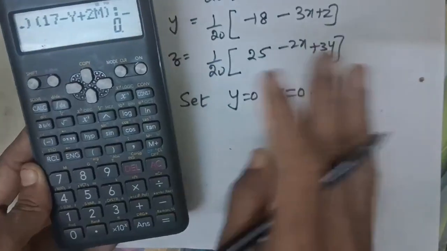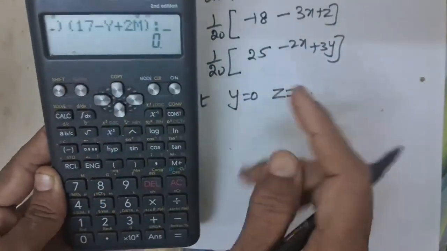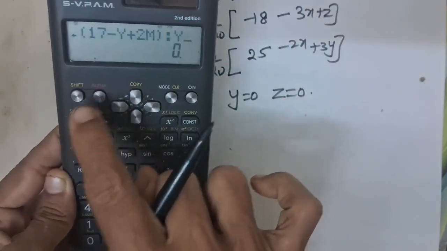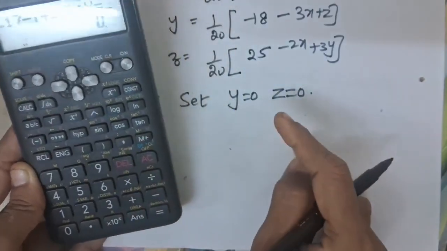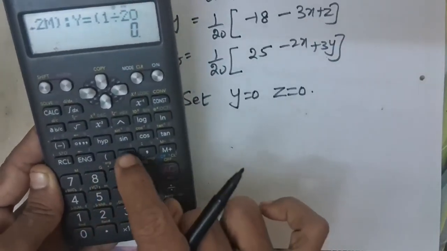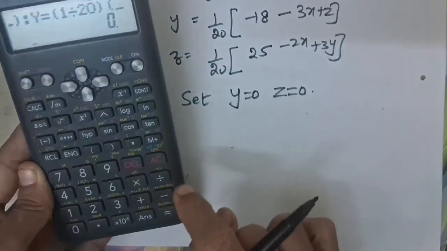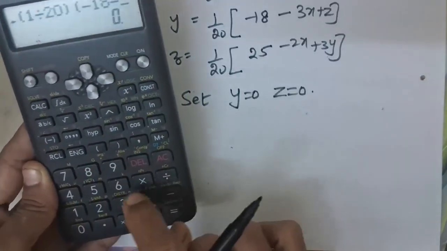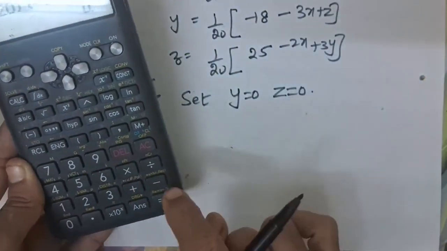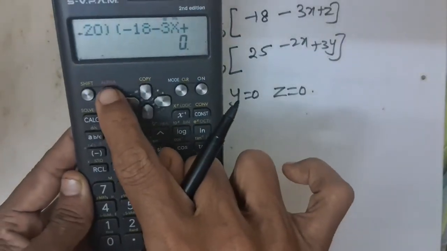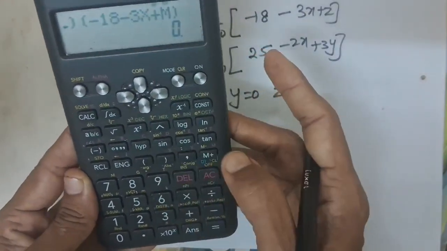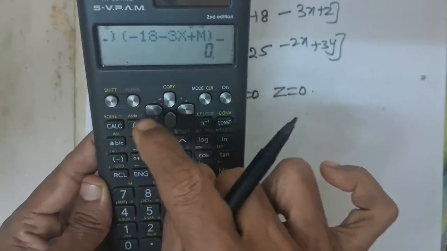Then again press alpha, I need y. So y equal to, for pressing equal to, press alpha calc. So equal to, 1 divided by 20. So put this bracket, 1 divided by 20, close the bracket, again open the bracket, minus 18 minus 3 times alpha this x, minus 3x plus z. Z means here m. So press this alpha and then m. So close the bracket. Again we are separating the equations by this colon.